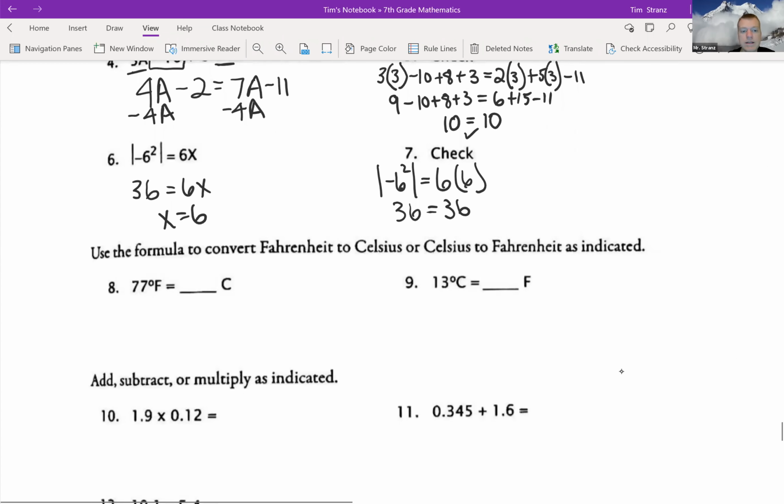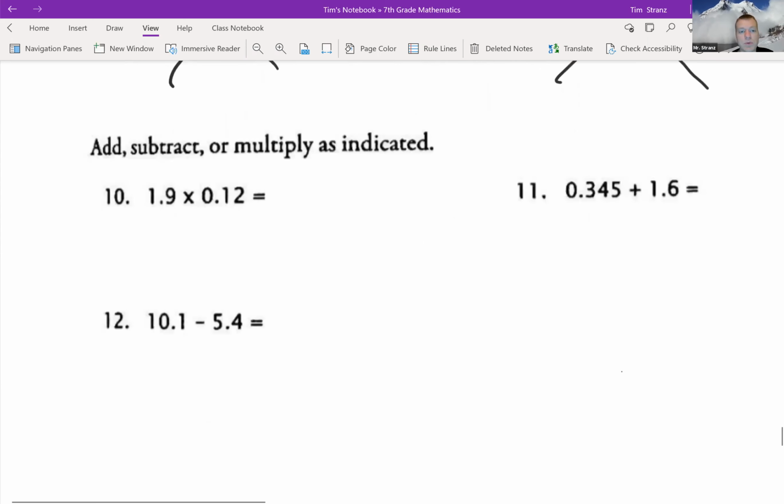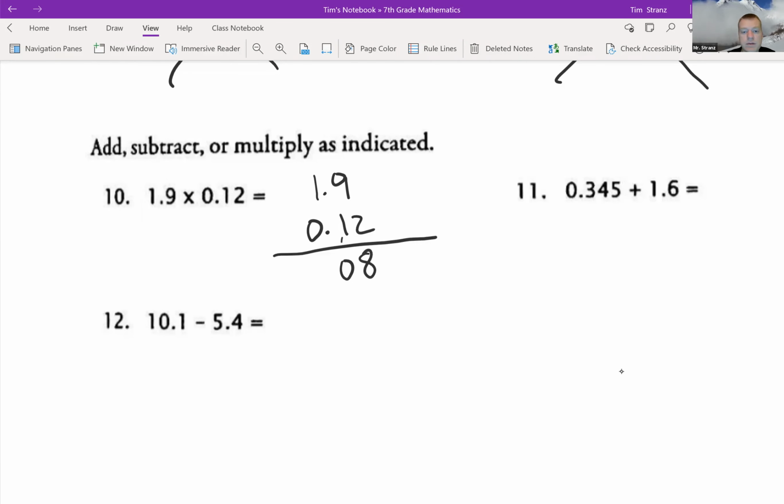Okay, don't worry about these. Let's go down to number 10. We're going to add, subtract, or multiply. All right, so I'm going to rewrite this vertical. I find it easier. 0.12. Okay, so 2 times 9 is 18.